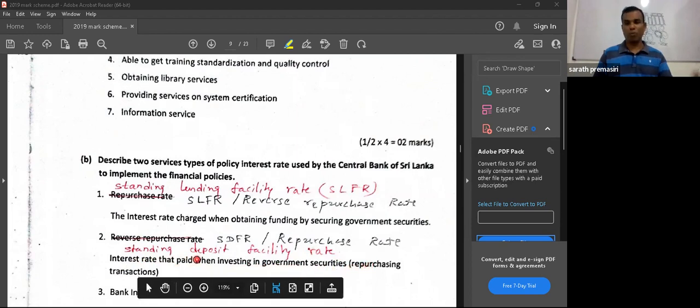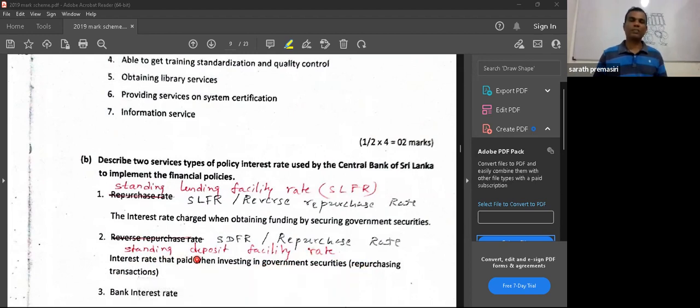You see, when commercial banks are investing in government securities, it is the given interest rate. So that it is the interest rate given by the central bank to the commercial banks when investing in government securities.